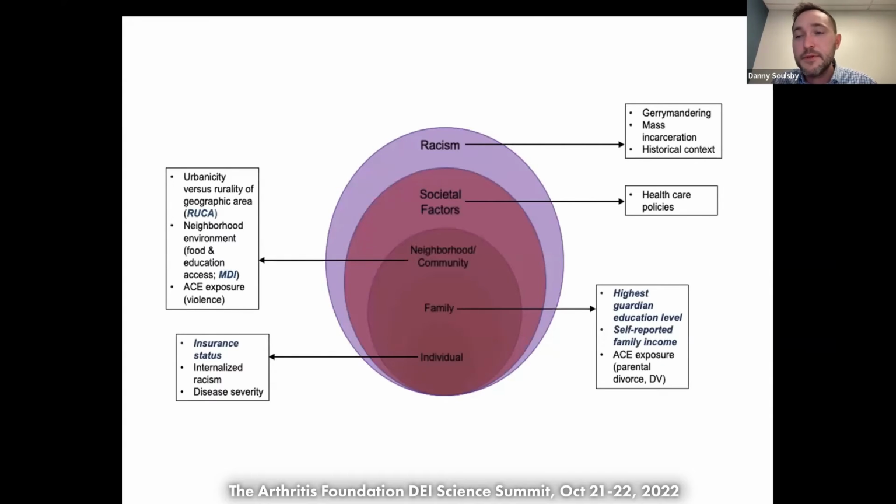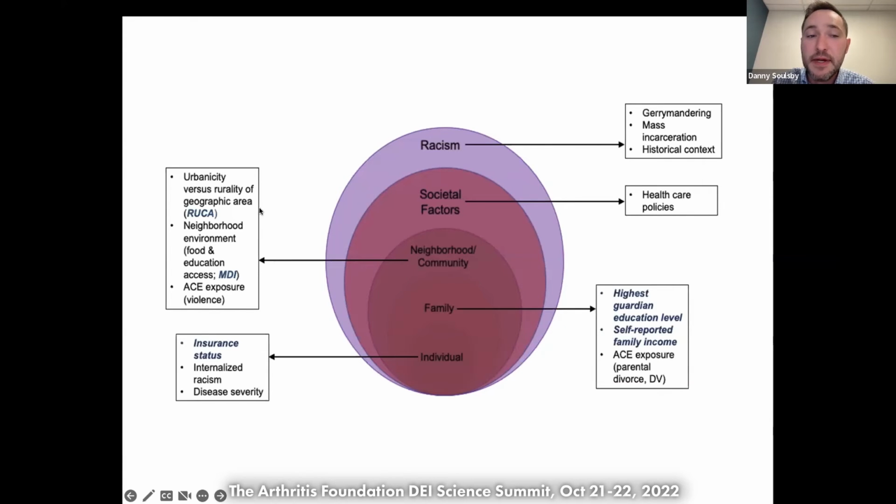So I'm just going to provide some examples of different factors that might be associated at each level, and highlighted in blue are ones that we can actually study and we're proposing to use in our models for this project. So for example, at the individual level, things like internalized racism, which is hard to directly measure. However, there are other factors that are measurable and available in our data set, such as insurance status. From the family level, we have access to the highest guardian education level and self-reported family income.